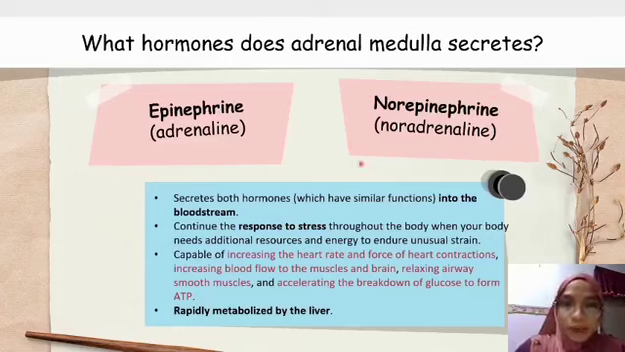Then these two hormones continue to respond to stress throughout the body when your body needs additional resources or energy to endure unusual strain. These two hormones are capable of increasing the heart rate and force of heart contractions, increasing blood flow to the muscles and brain, relaxing airway smooth muscles, and also accelerating the breakdown of glucose to form ATP. However, these effects are usually short-lived, as these two hormones are rapidly metabolized by the liver.